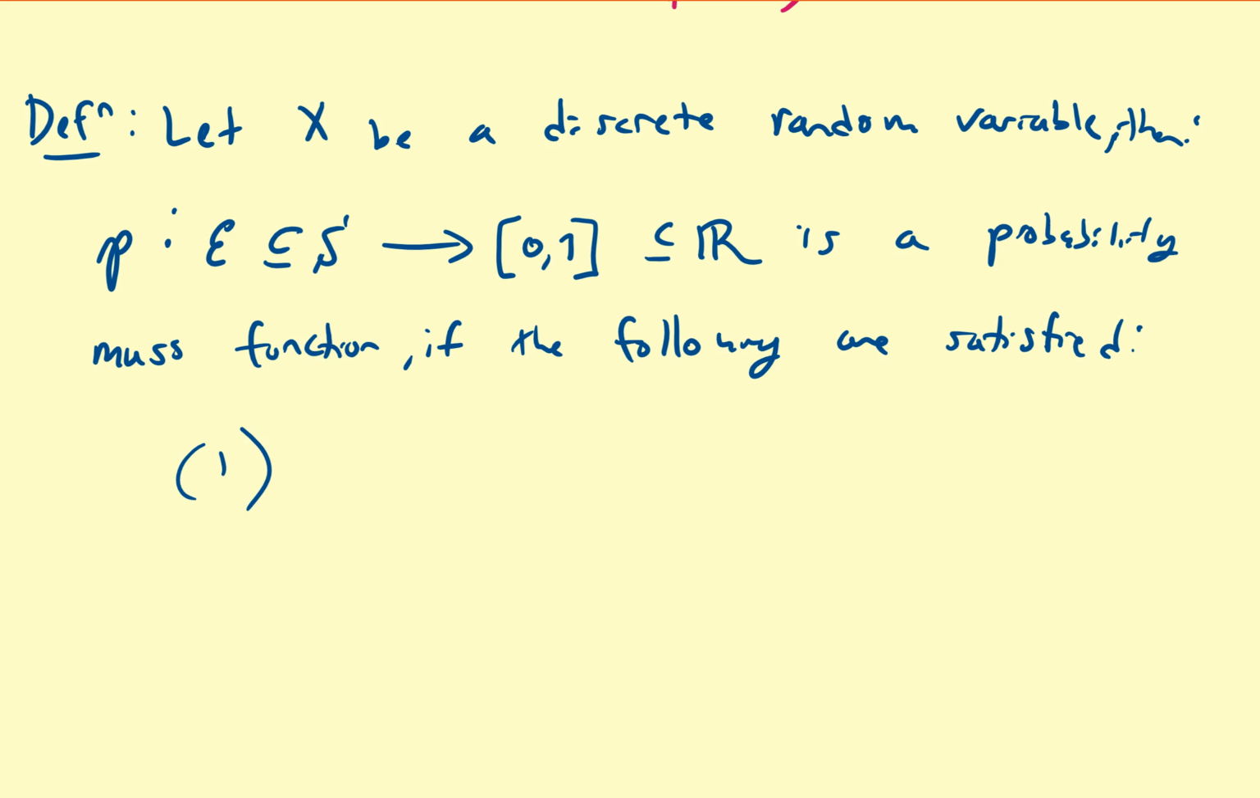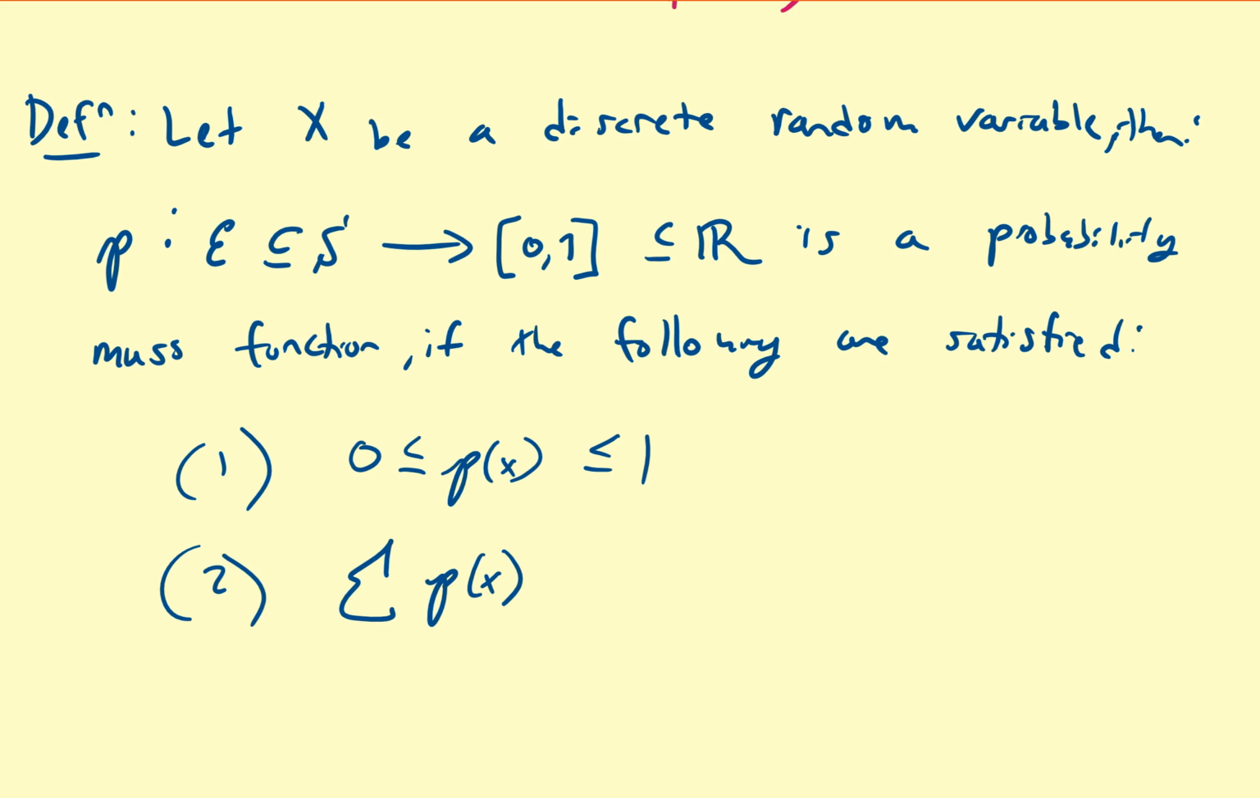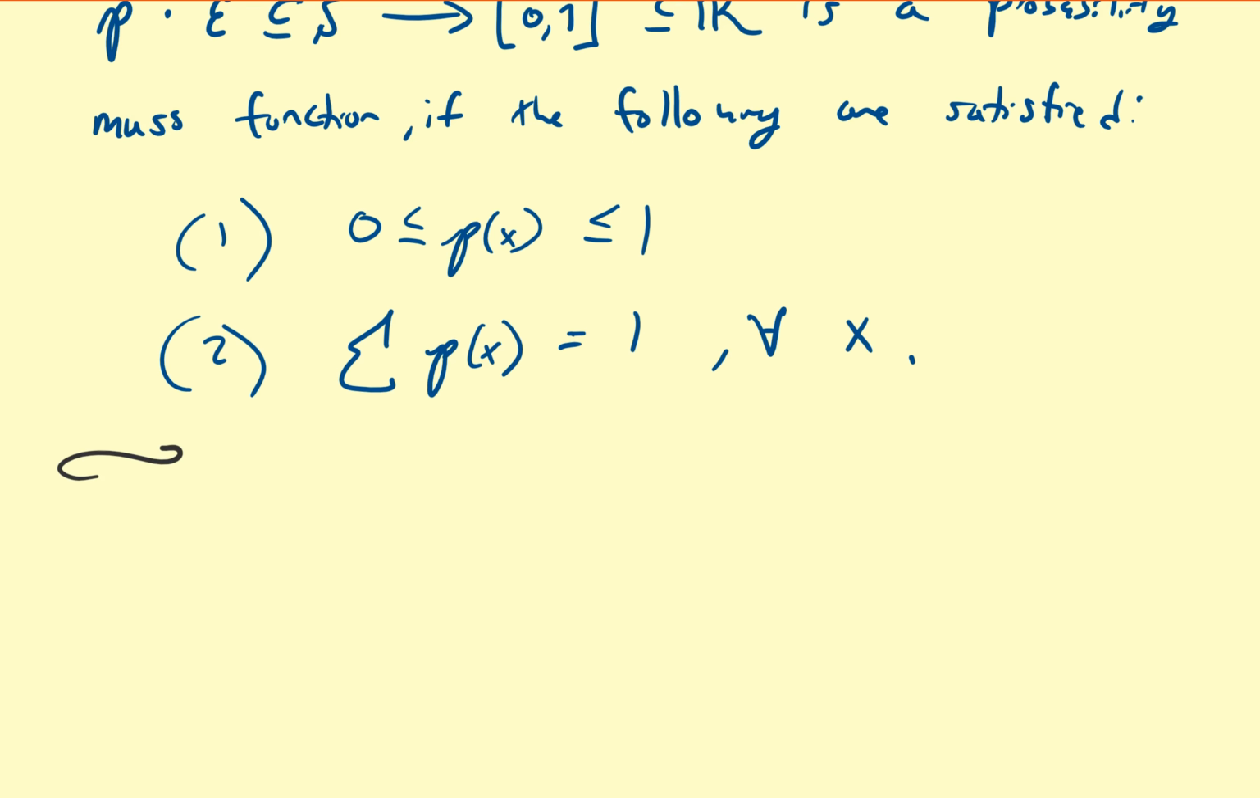The first property is that this function p of x is always between 0 and 1. And the second, the sum of all the probability values is going to be equal to 1. And this is for all values x. So let us give a particular example.